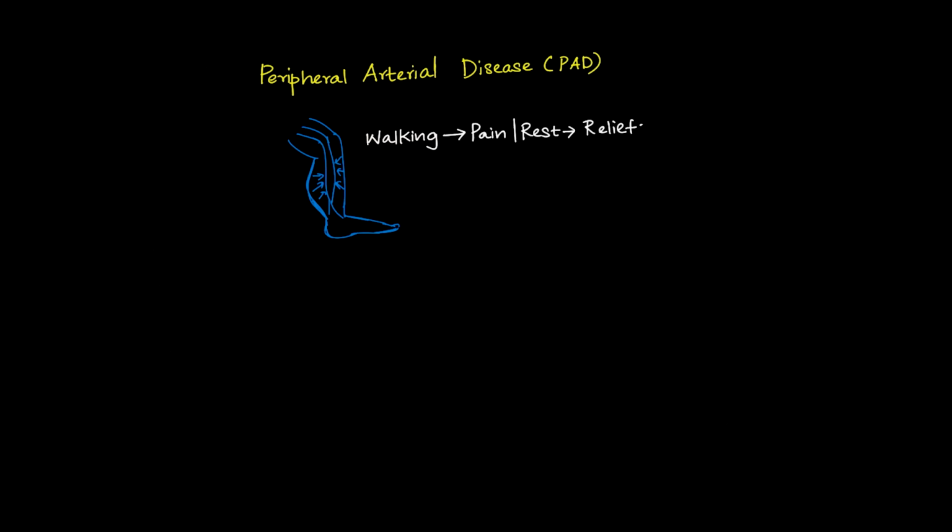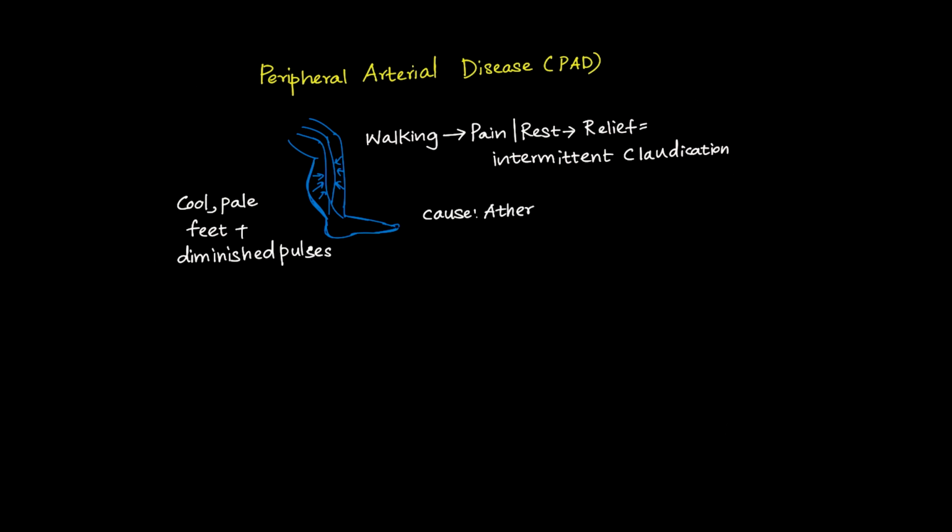The muscles in the legs need more blood during exercise, but the atherosclerotic narrowing in the arteries can't deliver enough, so you get cramping pain with walking. Stop walking, demand drops, pain resolves. The cool, pale feet and weak pulses confirm that arterial blood supply to the extremities is reduced.